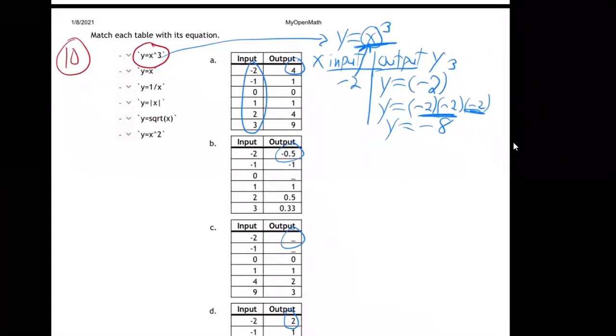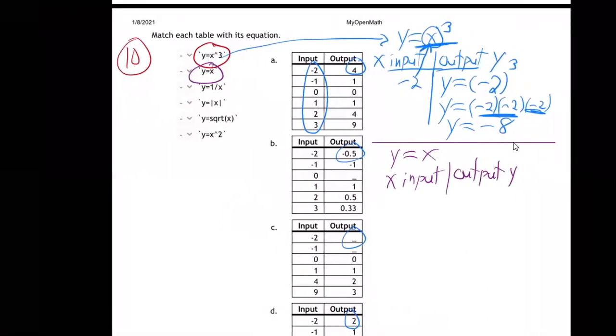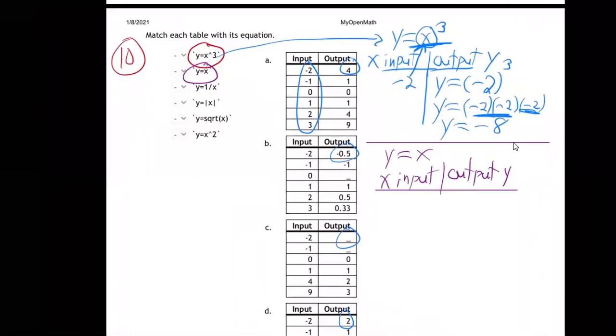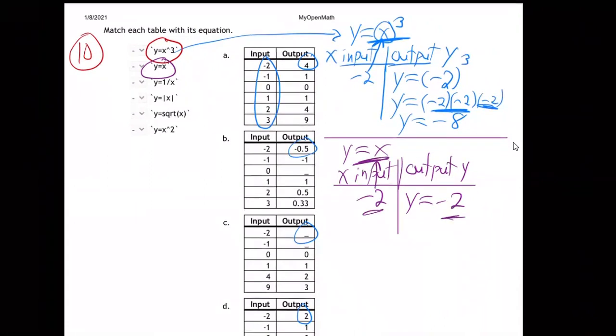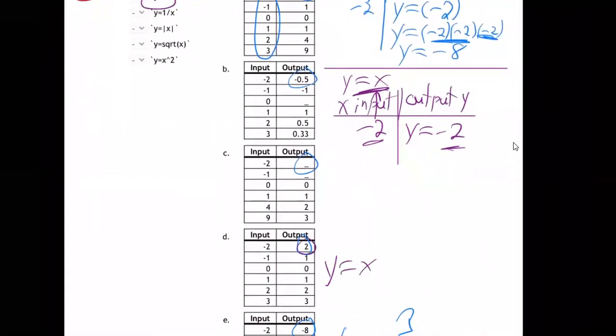Let's try the next one. What's the next one? It's y equals x. That's easy. I'm going to put x for my input and y for my output. All right, and I'm going to put in -2 because they always start with -2 and see what we get. It's y equals x, so y equals -2. It's the same thing. Y just equals x. So which one has -2, -2? Well, this one right here. This must be y equals x. There it is.